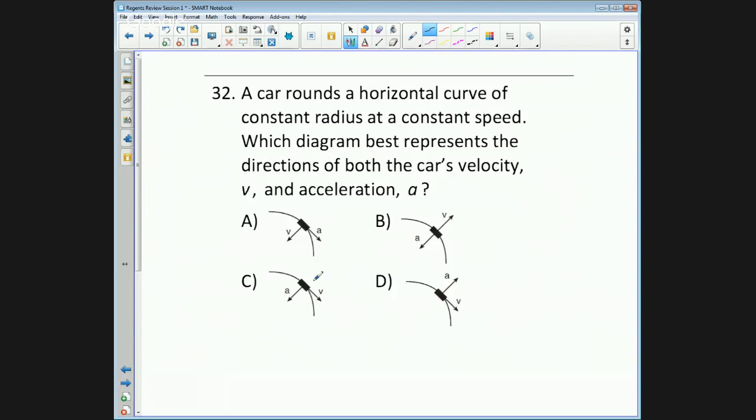Next question. A car rounds a horizontal curve of constant radius at a constant speed. Which diagram best represents the direction of both the car's velocity and the acceleration? Acceleration always points towards the center, so that eliminates choice A, and that eliminates choice D. The velocity is always tangent to the circle, so this also eliminates choice B. So by process of elimination, it's C. Okay.